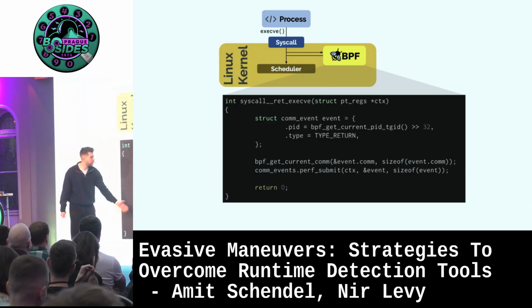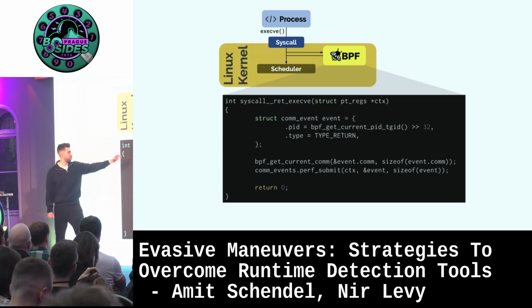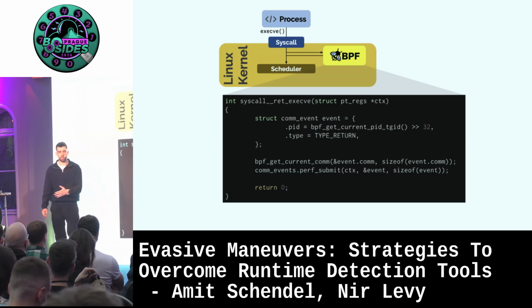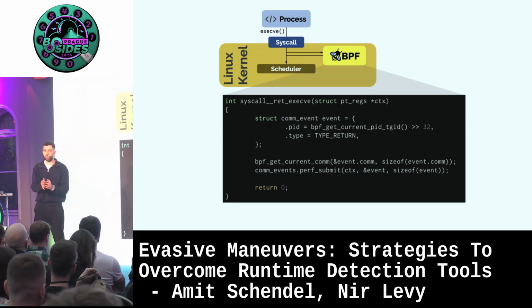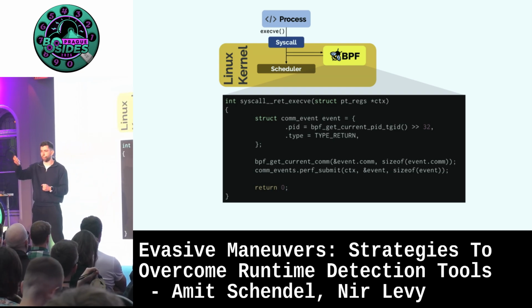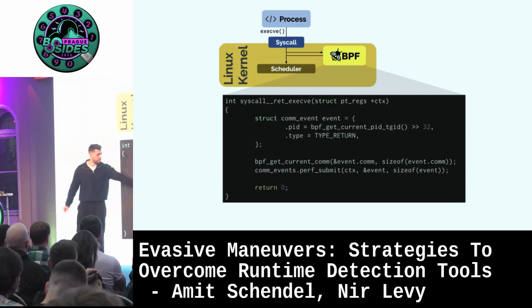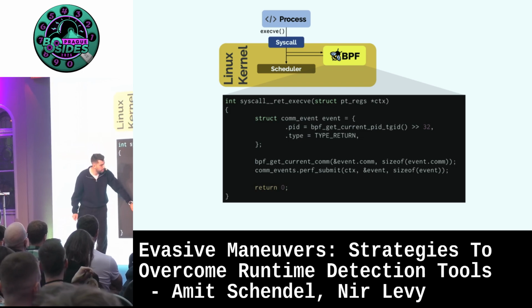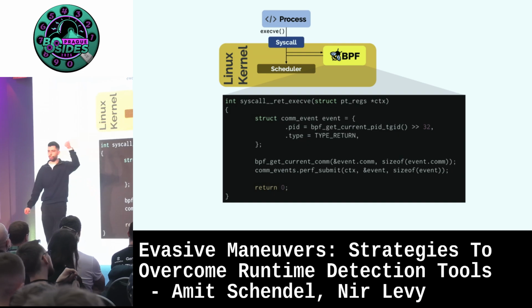You can see that in only 7 lines of C code, I am able to hook the return from execve. Execve is a common syscall that happens every time you are generating a new process. So what will happen here is that I will be able to extract the process name of the process that just ran and send it using perf submit back to the user space.